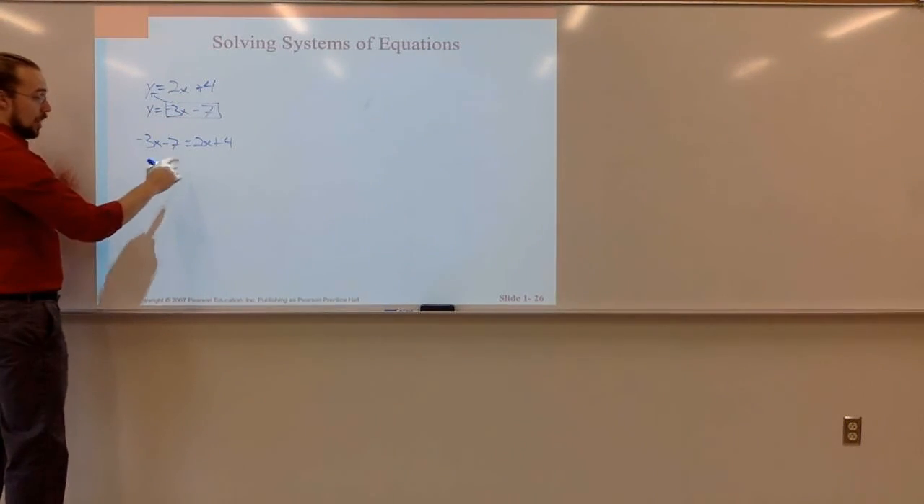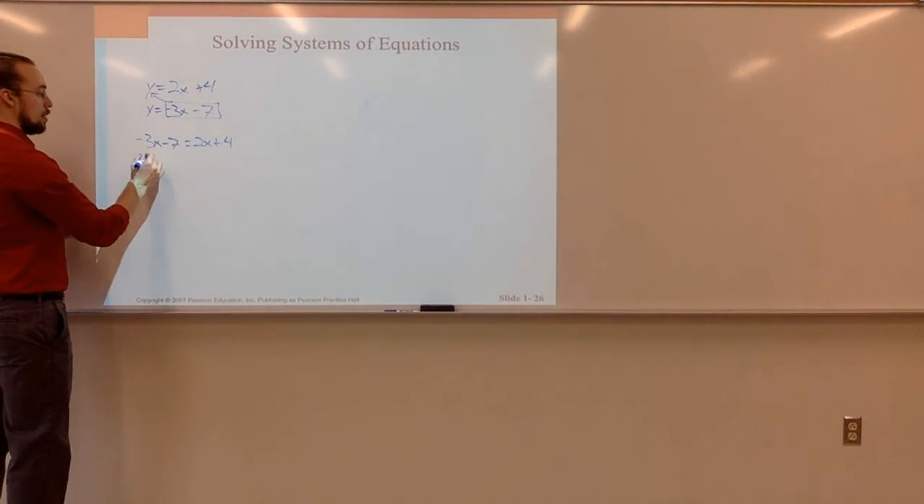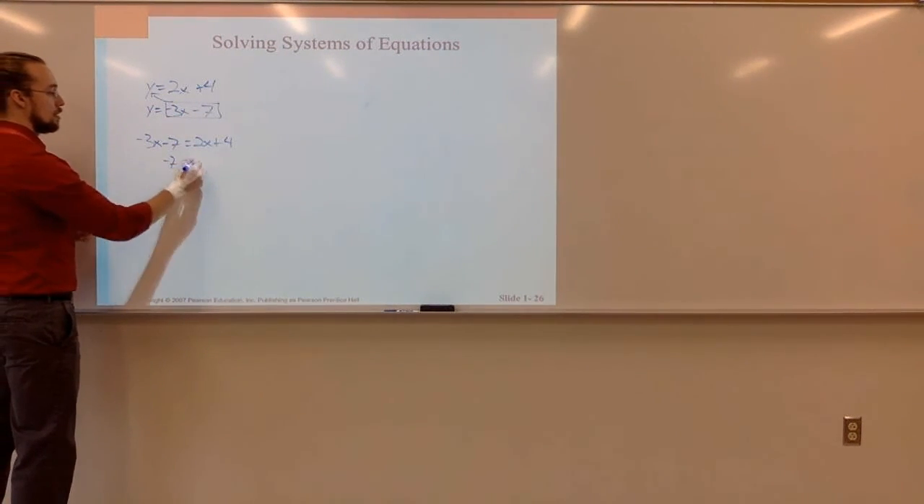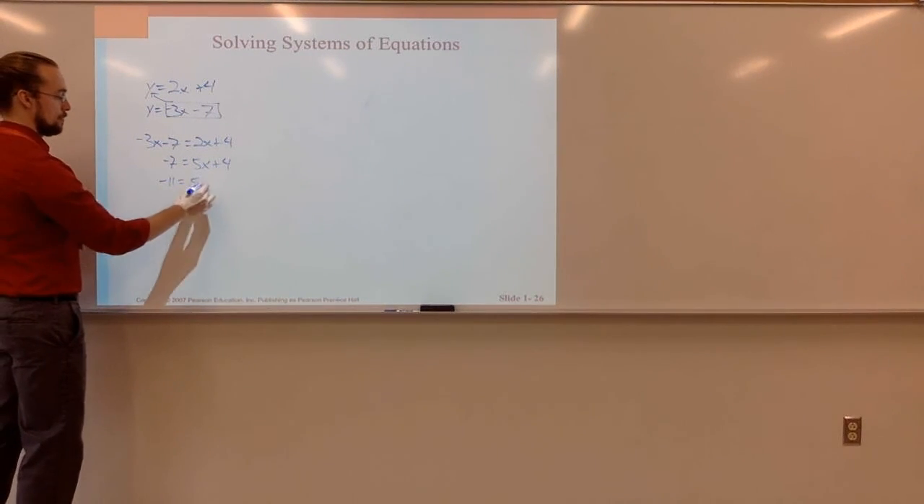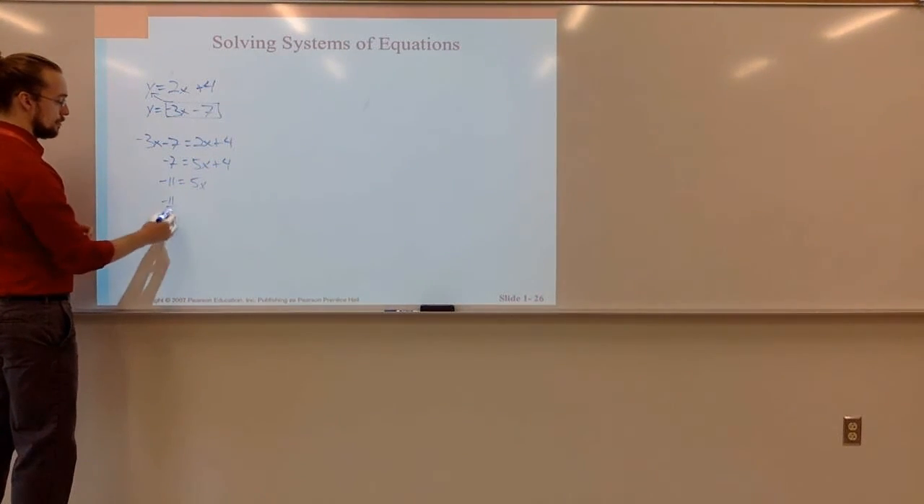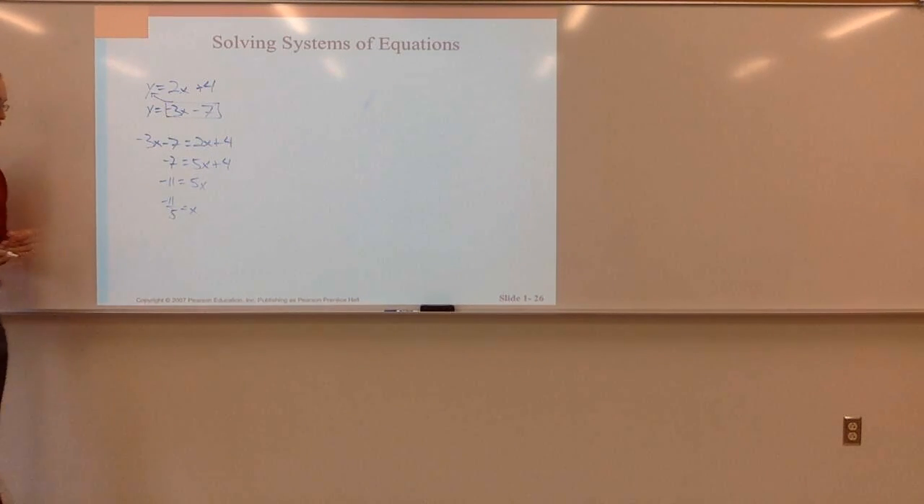So let's add 3x over, subtract the 4, divide by 5. My x coordinate is negative 11/5. What do I do from there? Now you plug in the. Oh yeah, plug in. So yeah, we could do that, but it'd probably be easiest just to plug this into one of the equations to get the y coordinate.